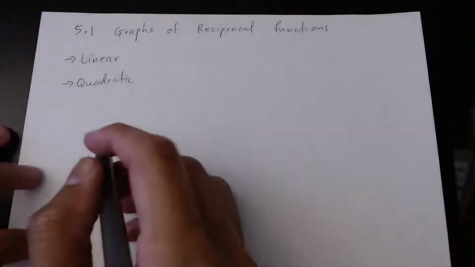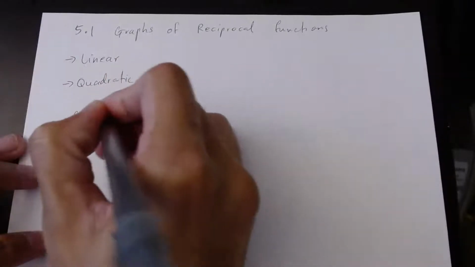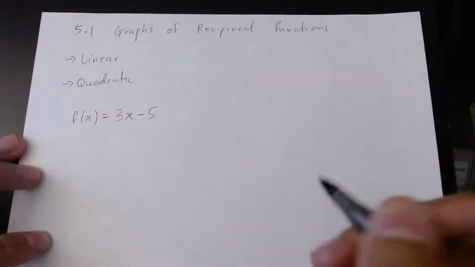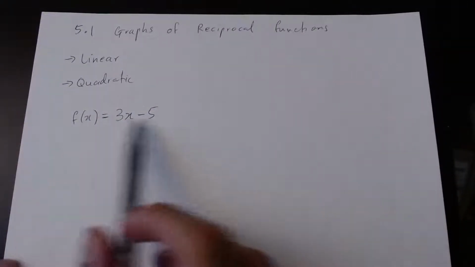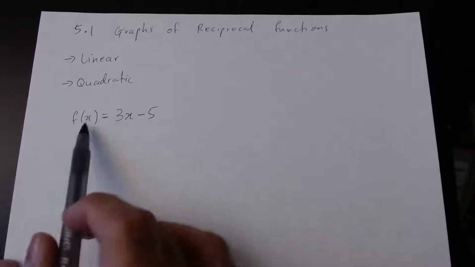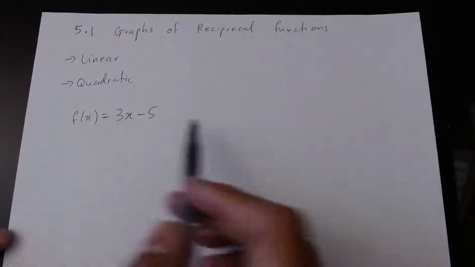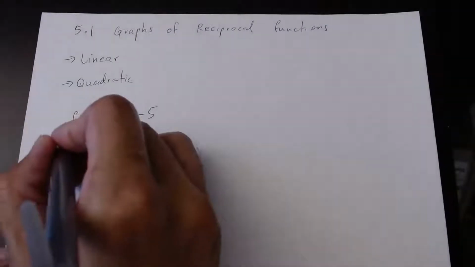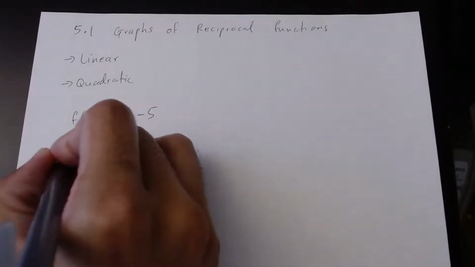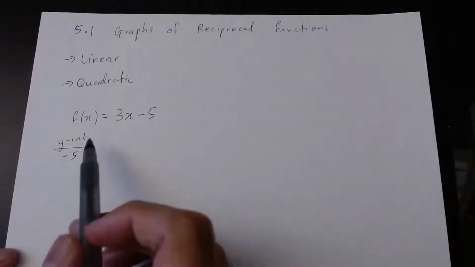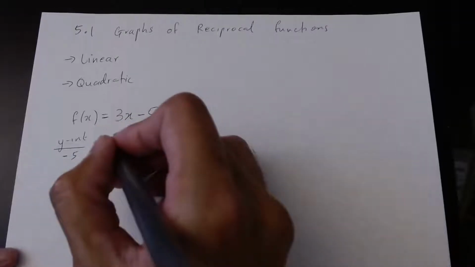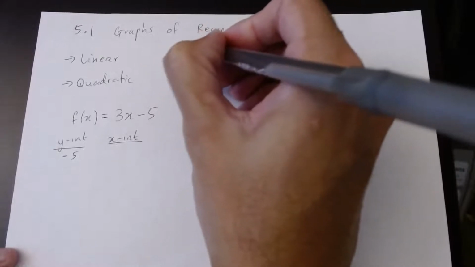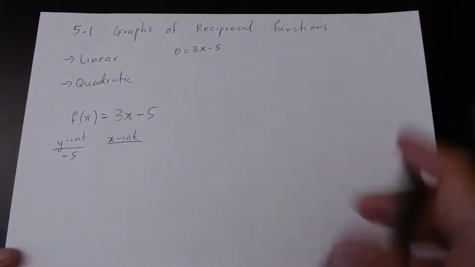So let's say I have a function f of x equals 3x minus 5. When I look at this function, I should be able to tell my x and y intercept immediately. In this case, if I sub in x as 0, I know that my y-intercept is -5. And if I sub in y as 0 and solve for x, I'll show that really quick over here, but you should be able to do this in your head.